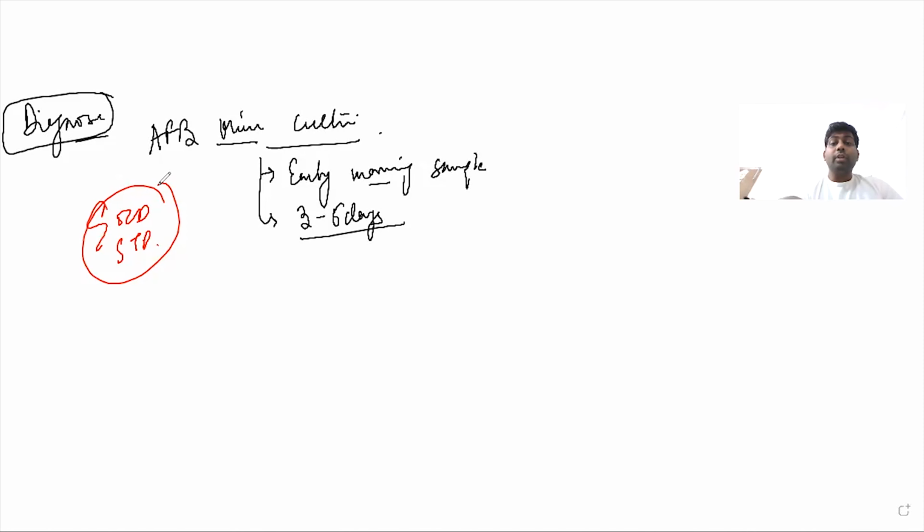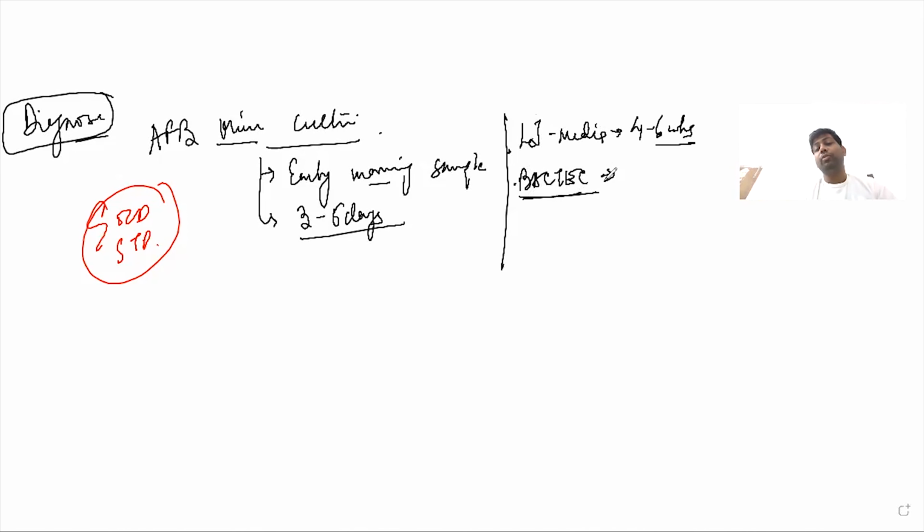Now see, for the AFB urine culture, different culture media are available. The most common medium used till now was LJ medium, Lowenstein Jensen medium. But this medium usually takes 4 to 6 weeks for the bacilli to give a positive culture. So Bactec medium was used. This Bactec medium provides results within 10 days.